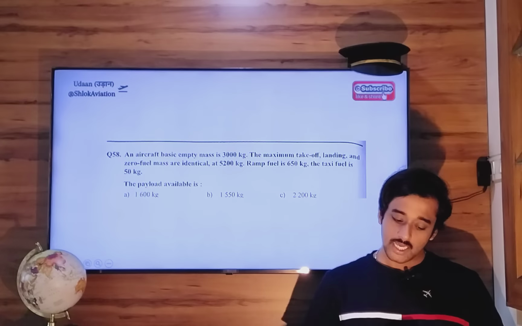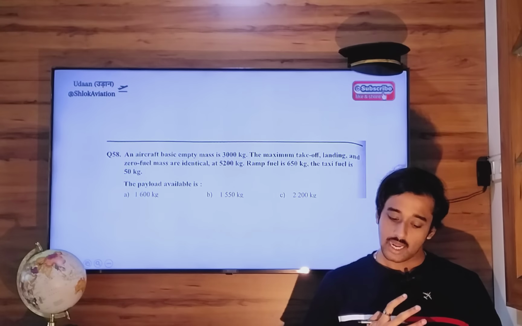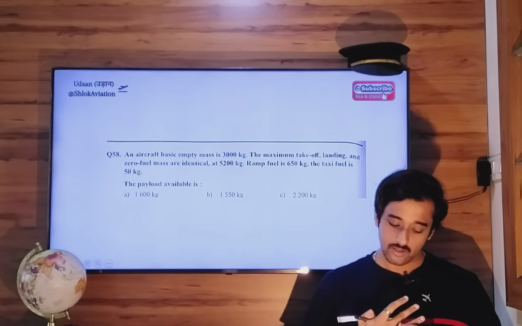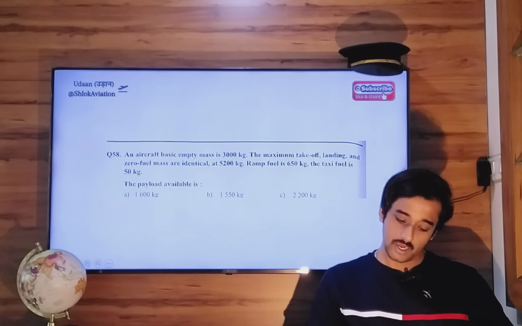58. Aircraft's basic empty mass is given. Maximum takeoff, landing, zero fuel mass are identical, 5,200. Ramp fuel is given. Taxi fuel is given. What is payload?